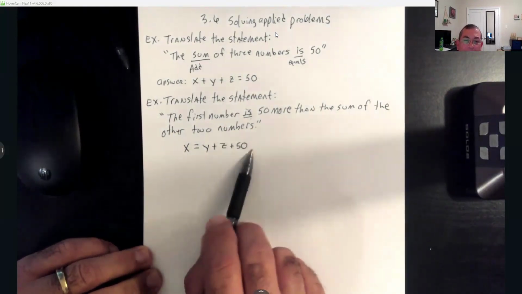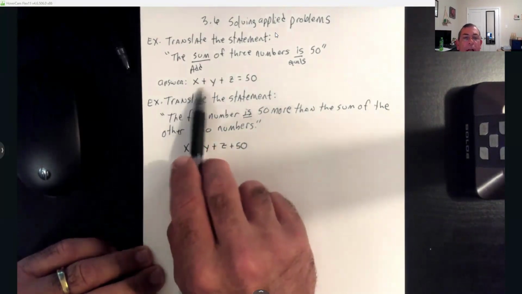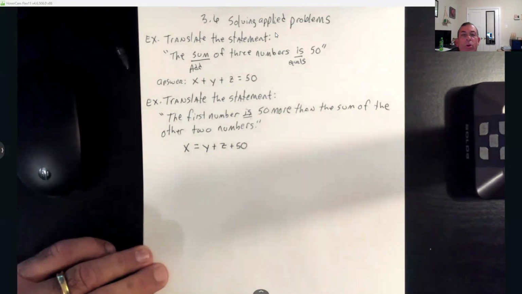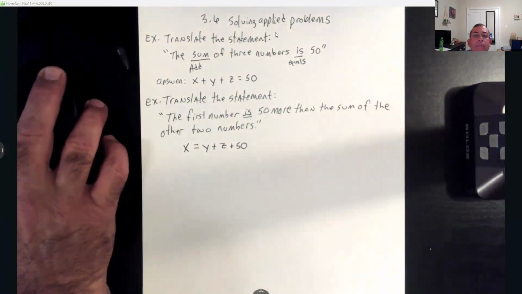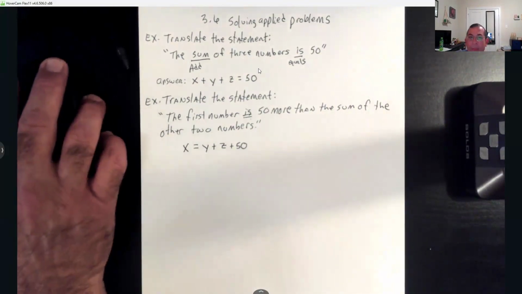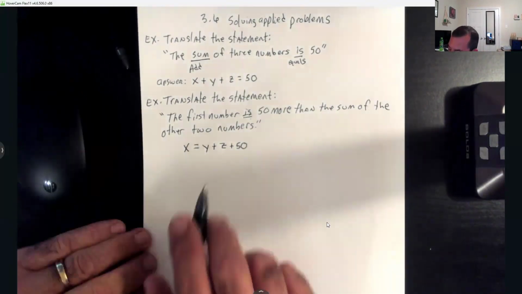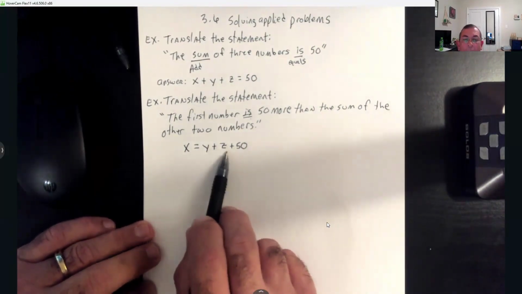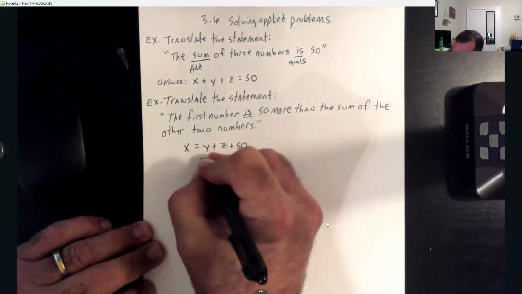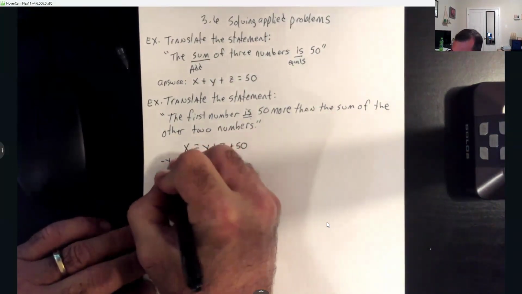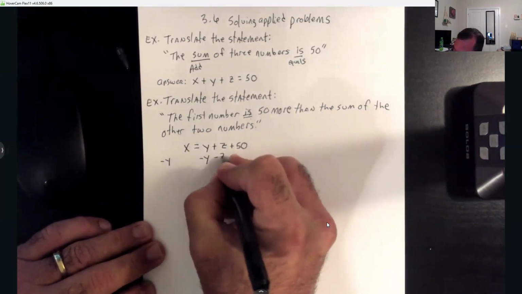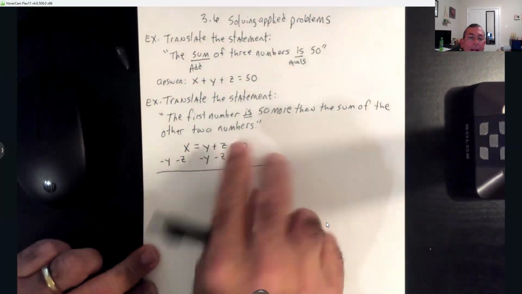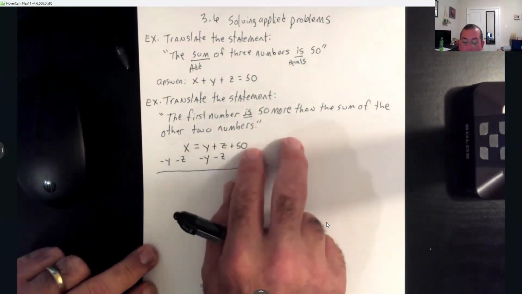Now, here's the thing on this one. Although we've got the right statement here, they want it to look like this one. They want everything on one side equal to the number. Okay, so since I want everything on one side equal to the number, I would actually subtract y and z from both sides. So I'm going to subtract y from both sides, and I'm going to subtract z from both sides.